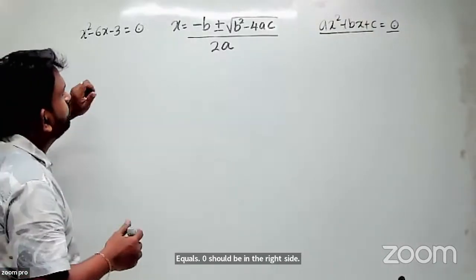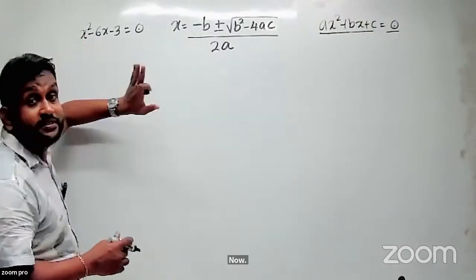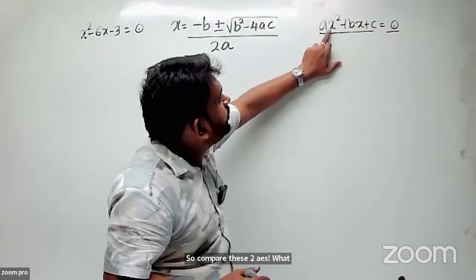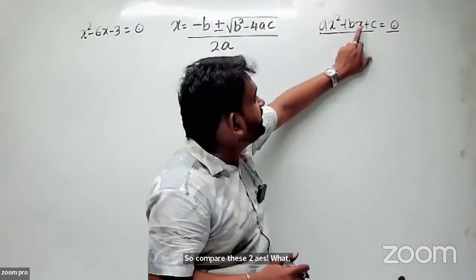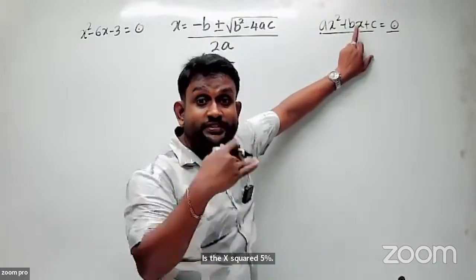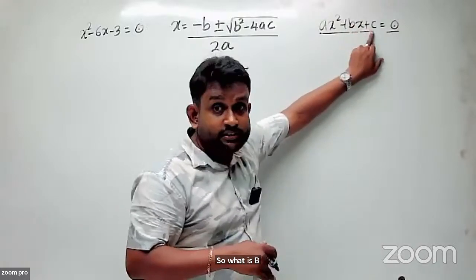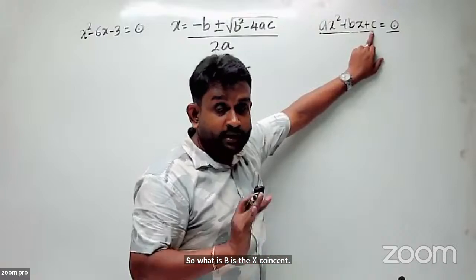Now compare these two. What is a? a is the x squared coefficient. What is b? b is the x coefficient. c is the constant term. That is clear.